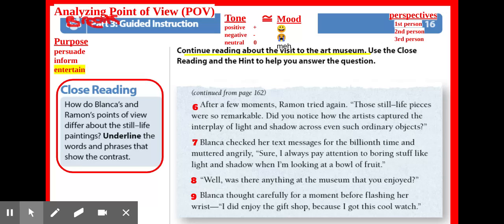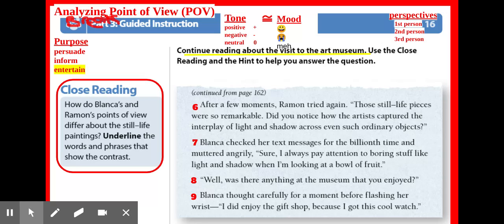Blanca checked her text messages for the billionth time and muttered angrily, Sure, I always pay attention to boring stuff like light and shadow when I'm looking at a bowl of fruit. Well, was there anything at the museum that you enjoyed? Blanca thought carefully for a moment before flashing her wrists. I did enjoy the gift shop because I got this cool watch.